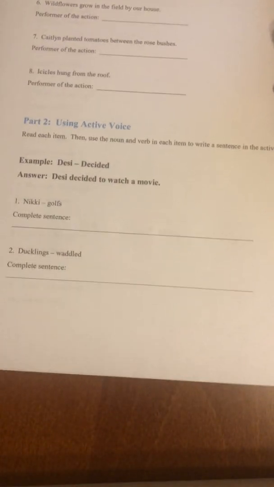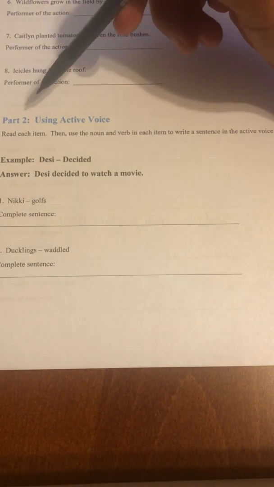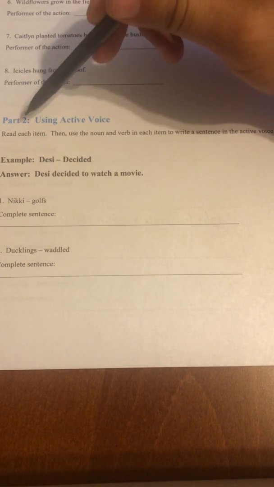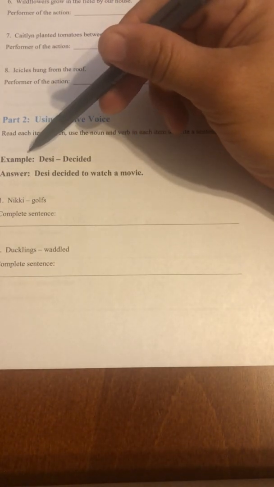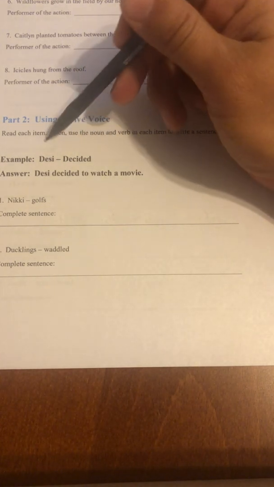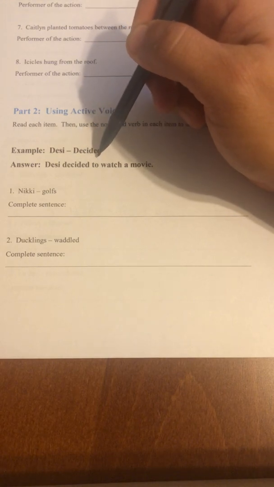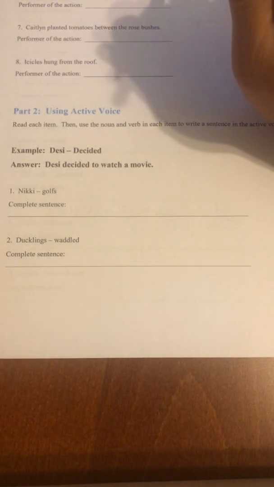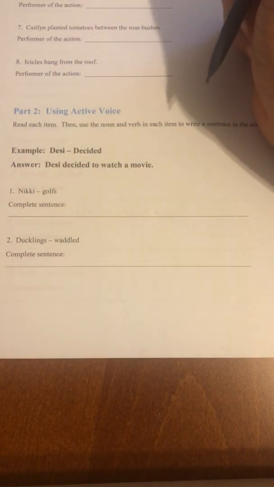Part 2, using active voice. Read each item, then use the noun and verb in each item to write a sentence in the active voice. So our example reads, Desi decided. These are the words we need to include. Okay. And our answer, the way this sentence was written is, Desi decided to watch a movie. Simple. Okay, pretty straightforward. We just have a nice short sentence that uses the subject and the verb, or the noun and the verb, and we wrote it in the active voice.